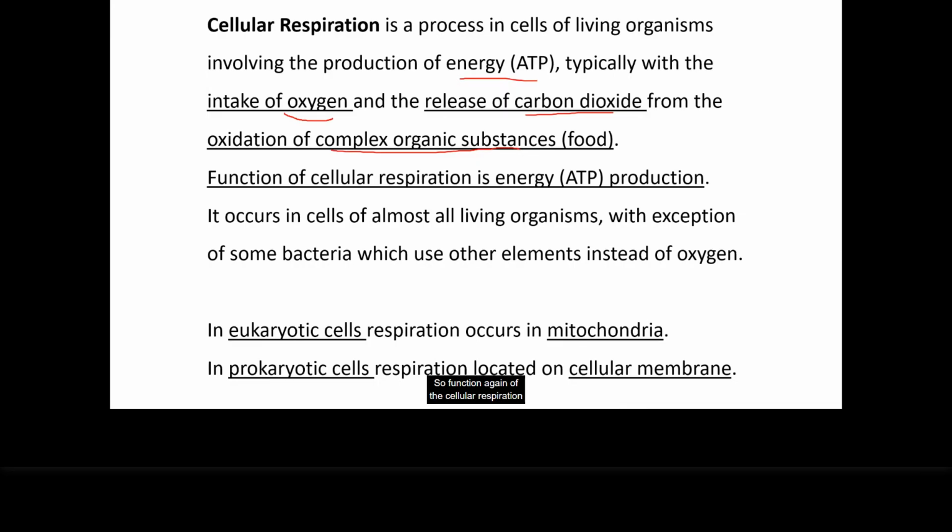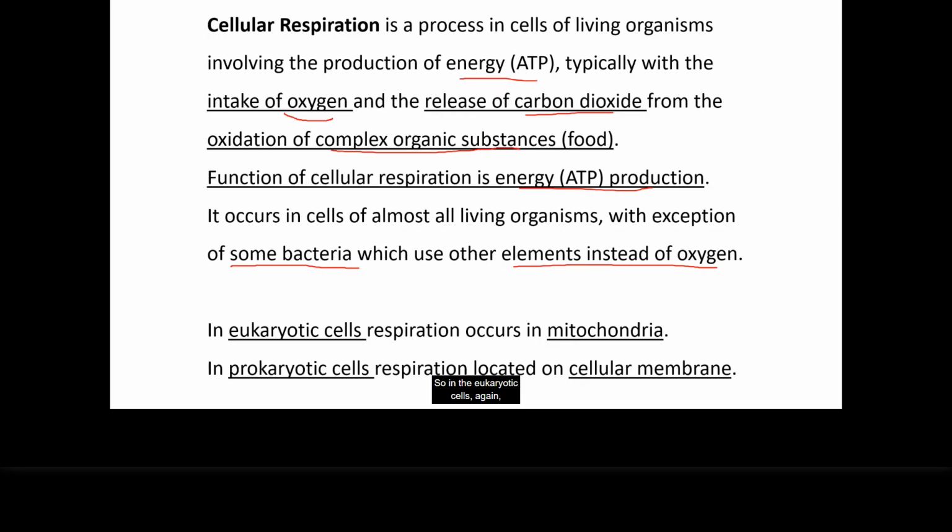So the function of cellular respiration is to produce energy, and it occurs in the cells of almost all living organisms, with the exception of some bacteria, which use other elements instead of oxygen in order to produce ATP molecules. So they have different mechanisms. We will not talk about these few microorganisms.